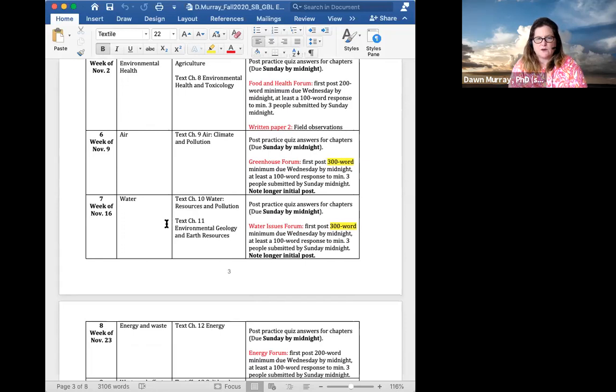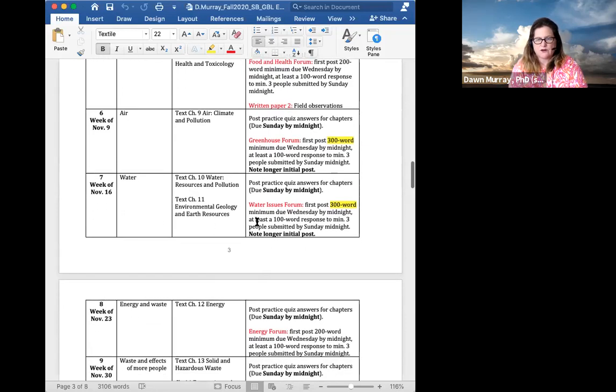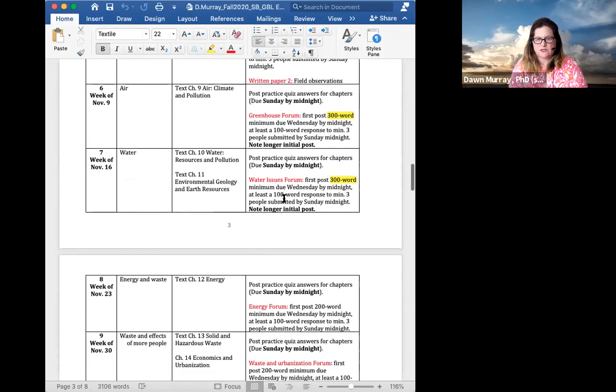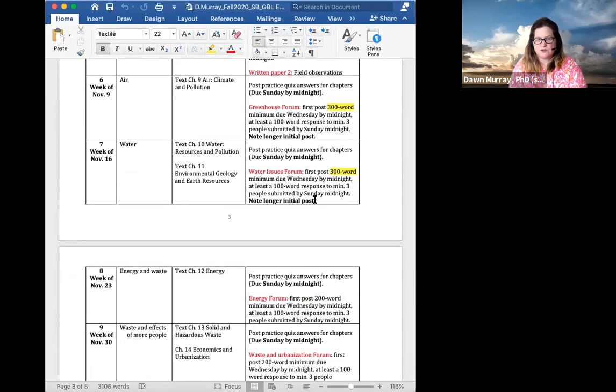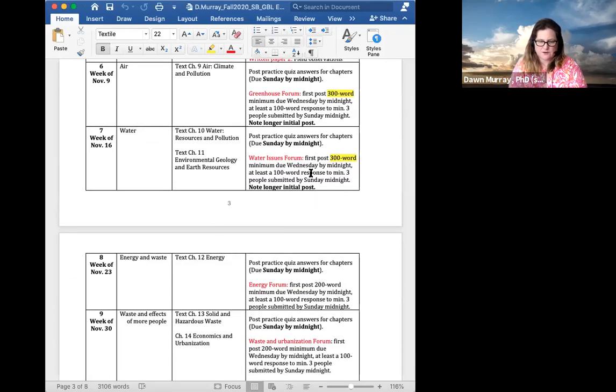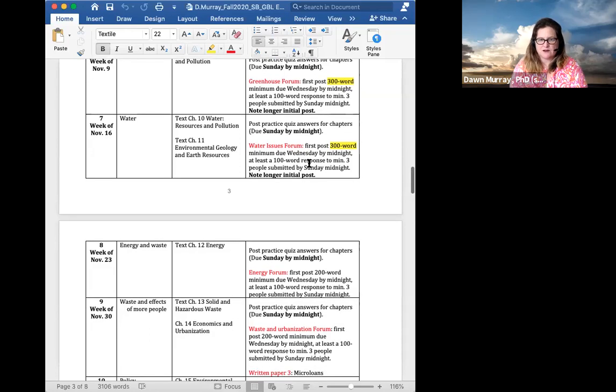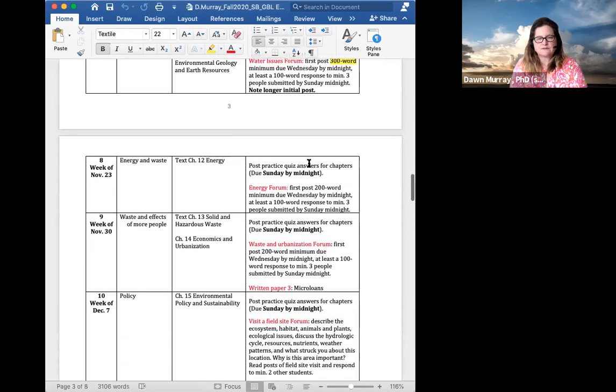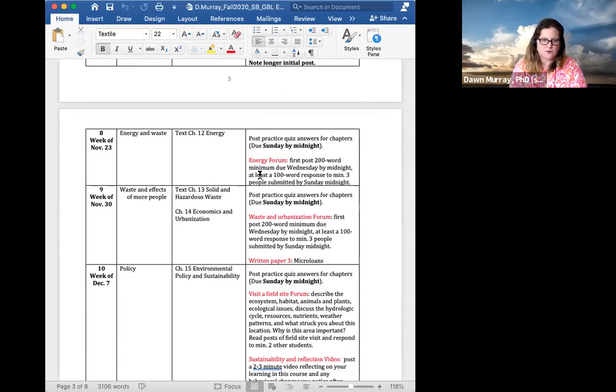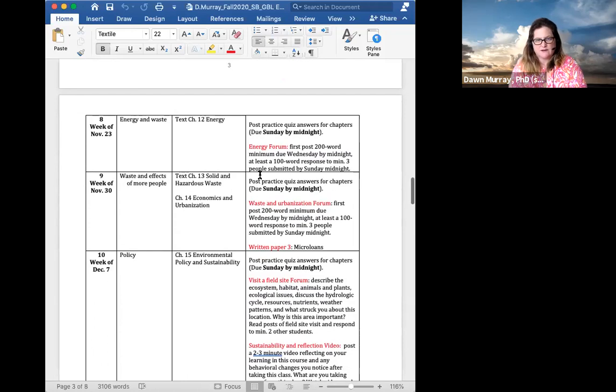And then week 7, we discuss water. And you have practice quiz questions, and then a water issues forum. Again, a longer initial post. Air, water, very important. I have a couple of questions I really want you to address in those posts, so a little bit longer initial posts. Week 8, energy and waste, quiz questions and an energy forum with a Wednesday, Sunday flow.